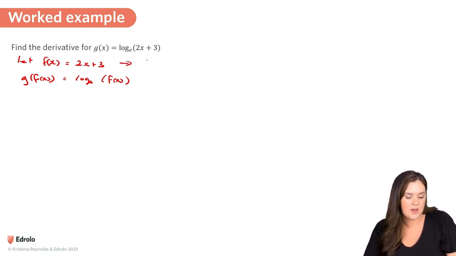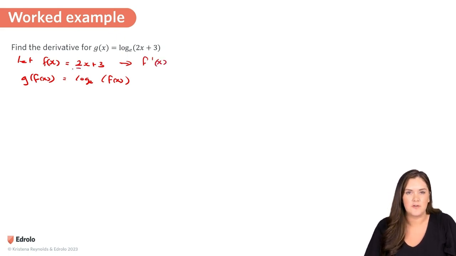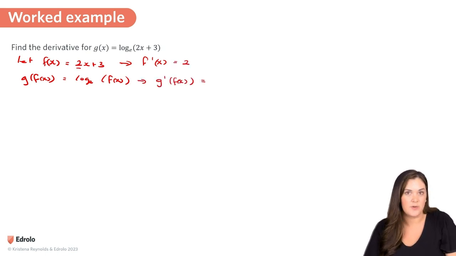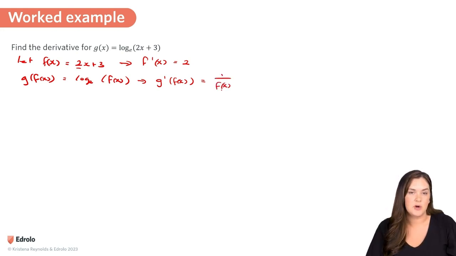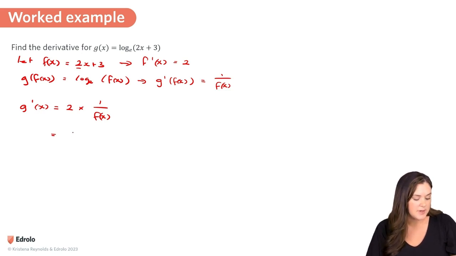So differentiating f of x, we just have the coefficient there of x, so we just have 2. And differentiating g of f of x, we know that it's just 1 over whatever's in the bracket there, so 1 over f of x. And now differentiating g, we multiply them together. So the derivative of g of x, we get 2 times 1 over f of x. And now we can substitute back in f of x equals 2x plus 3. So we end up getting 2 over 2x plus 3.